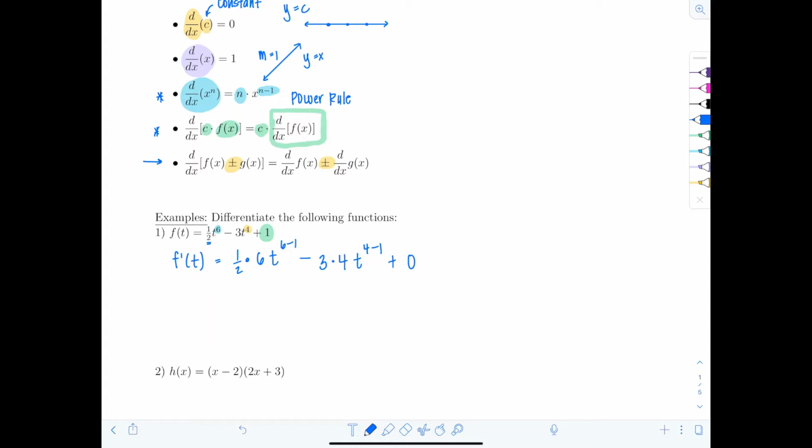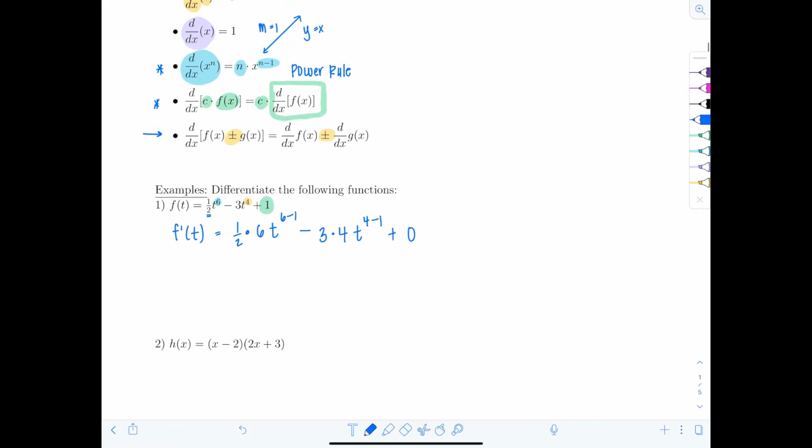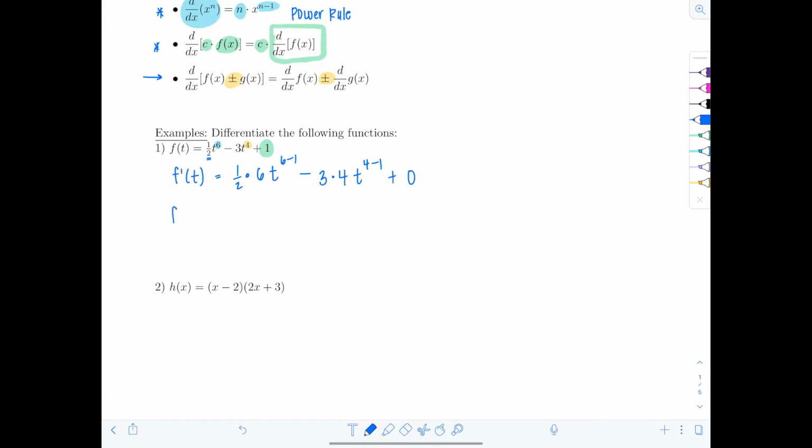Now we just have to clean up our final answer. Good, so let's take a look here. We have f prime of t equals 1/2 times 6, that's going to be 3t to the 5th, minus, this is going to give me 12t cubed. And I don't need to put plus 0. And we are done.